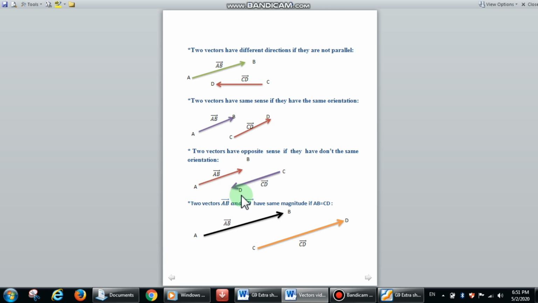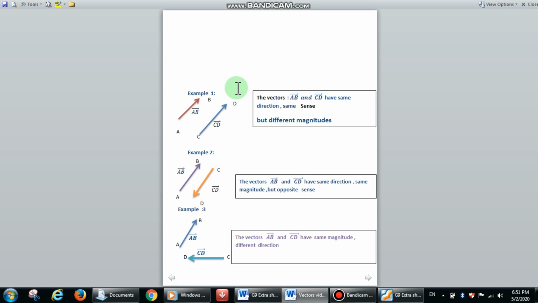Two vectors AB and CD have the same magnitude if AB equals CD, if the length of AB equals the length of CD. Let's take these examples. For example 1, the two vectors AB and CD have the same direction, they are parallel, they have the same sense since they have the same orientation, but they have different magnitudes.